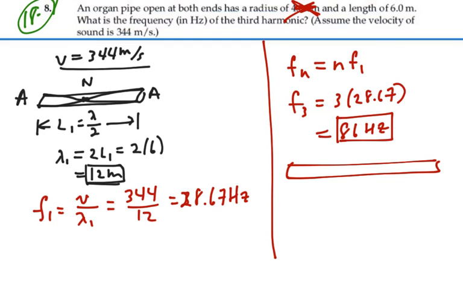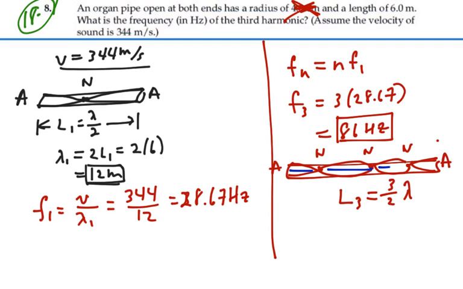If we were to look at this, we would have an antinode at this end, a node, another node, another node, and another antinode. So in this particular case, for the third harmonic, the length is equal to 3/2 the wavelength. A quarter here, a half here, a quarter here. 3/2 wavelengths. Frequency is 3 times higher, and the wavelength is 1/3 as much.